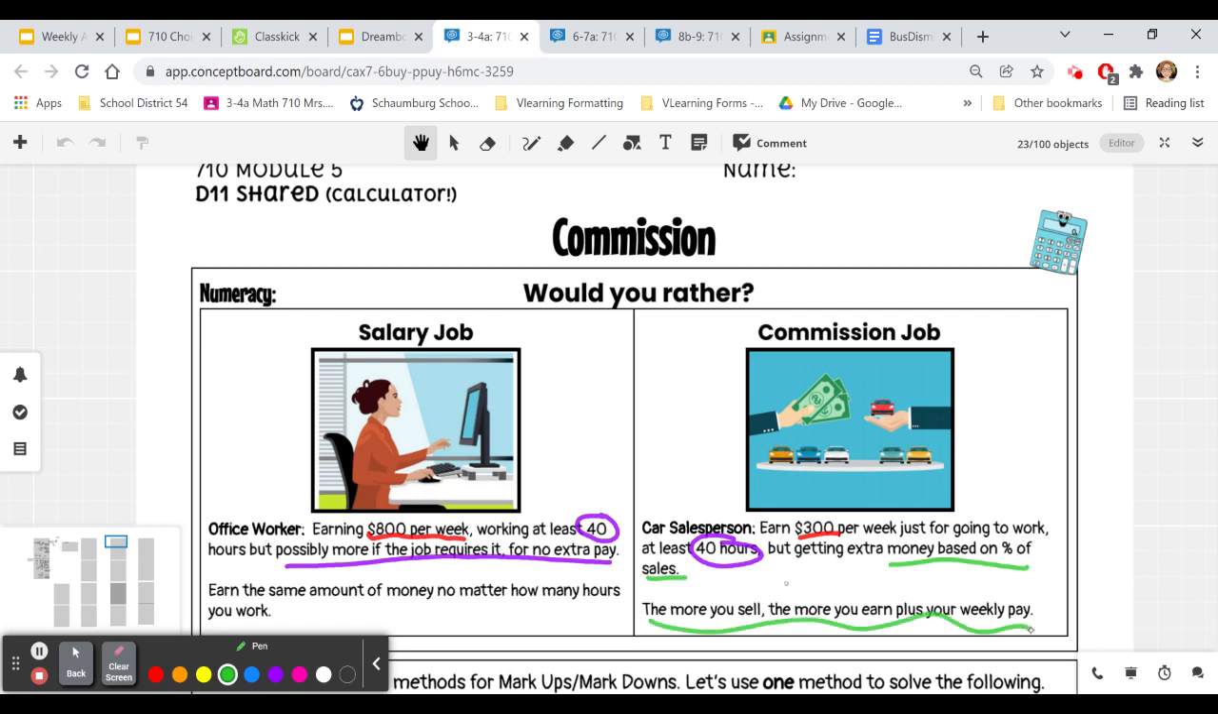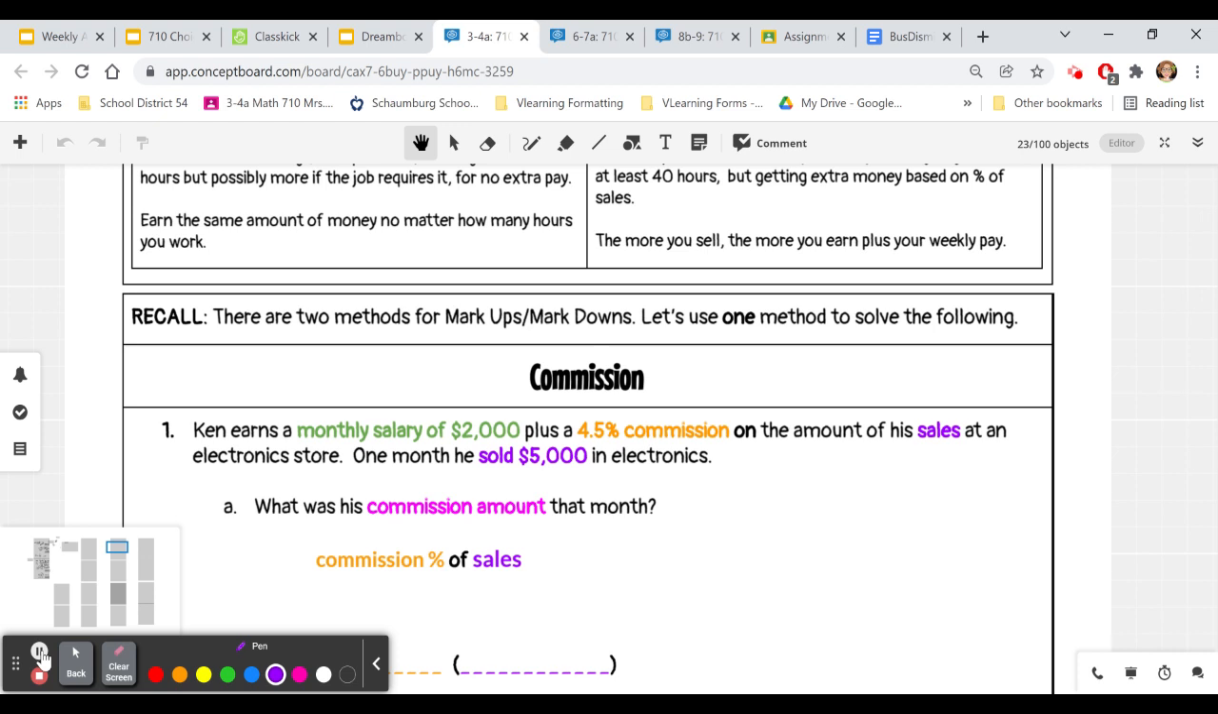So I want you to think about that and just compare those real quick before we move on to today's lesson. What would you do? Okay, moving on, now that you've thought about it, let's recall that there are two different methods for markups and markdowns. And we're going to use one method today to talk about commission.